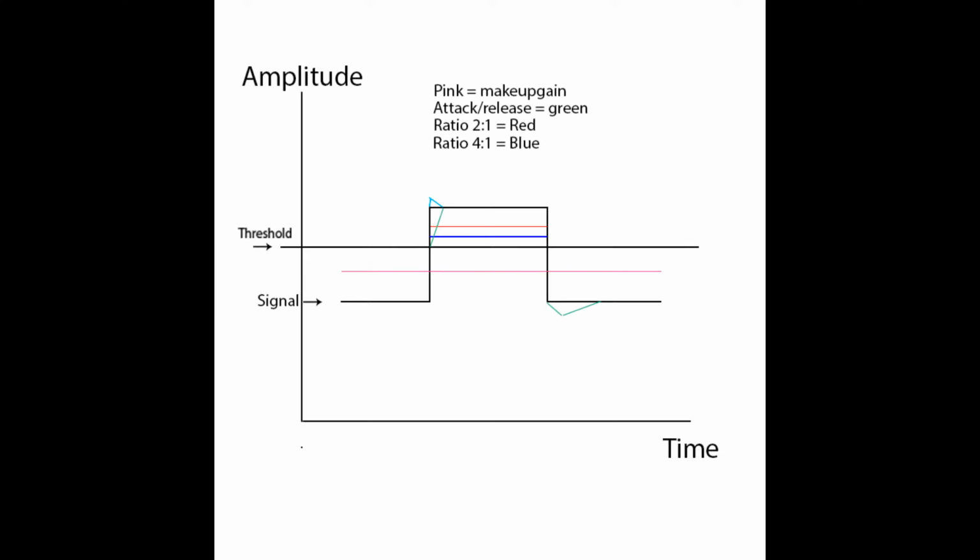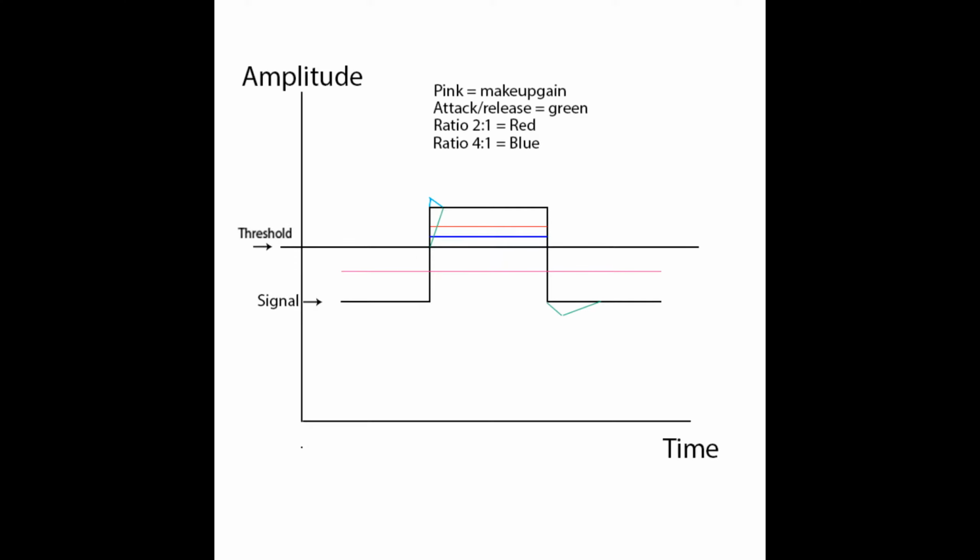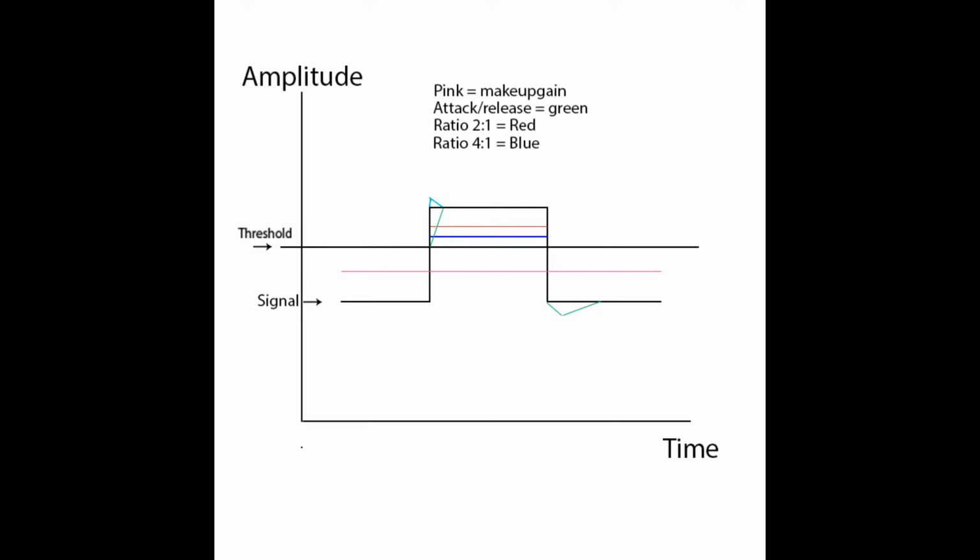Makeup gain is raising the overall signal so that the lowest point of the waveform and the highest points of the waveform are not so far apart. Attack means how long it will take for the compressor to react to the signal, so you can actually get peaks through before the compressor kicks in. Release is how long the compressor takes to stabilize the signal again.